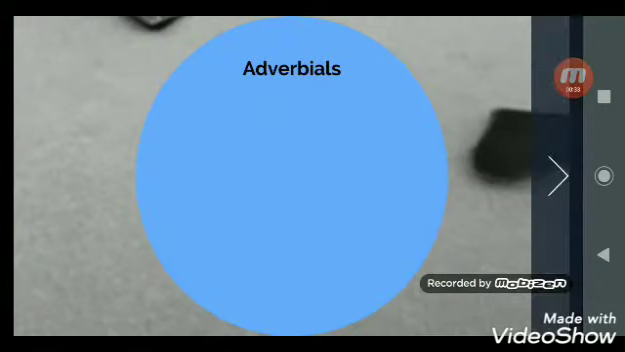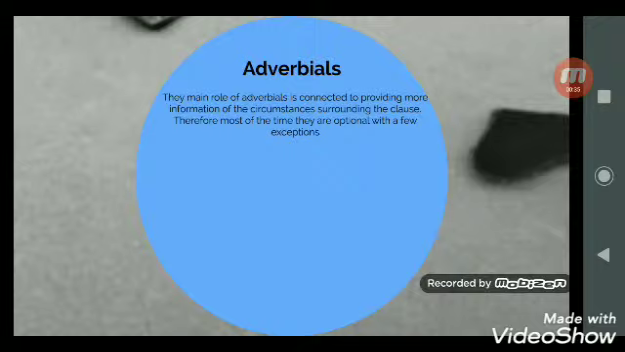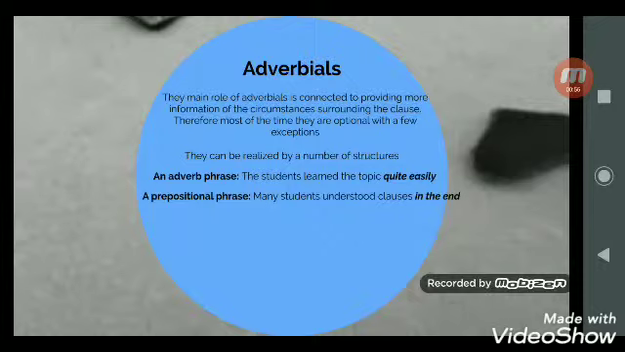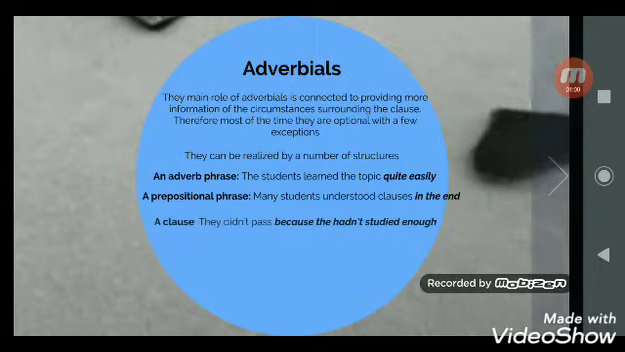So adverbials. The main role of adverbials is connected to providing more information on the circumstances surrounding the clause. Therefore, most of the time they are optional with a few exceptions. They can be realized by a number of structures, such as an adverb phrase. Students learn the topic quite easily. A prepositional phrase. Many students understood clauses in the end.